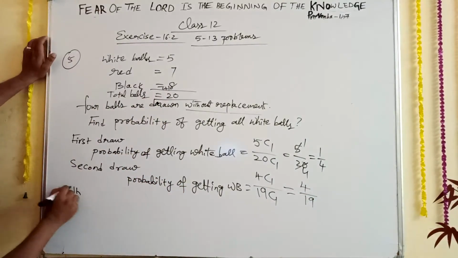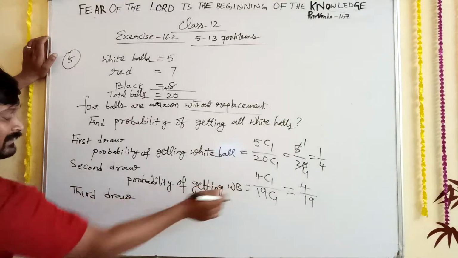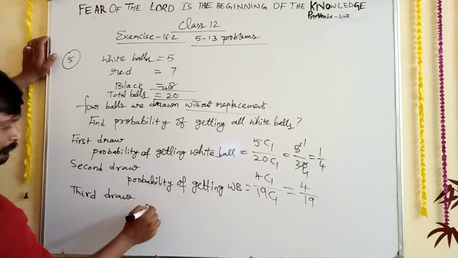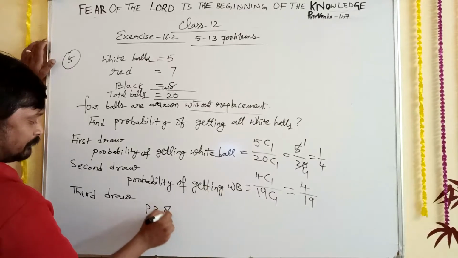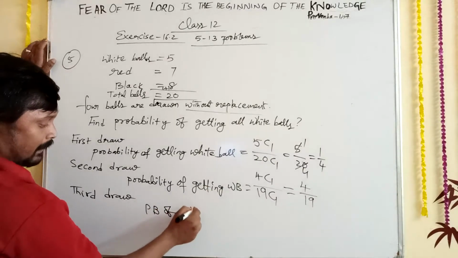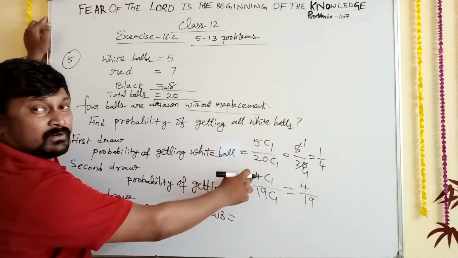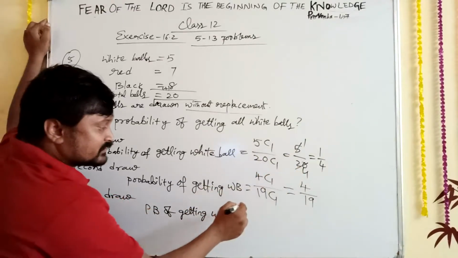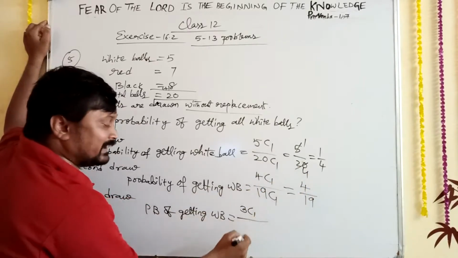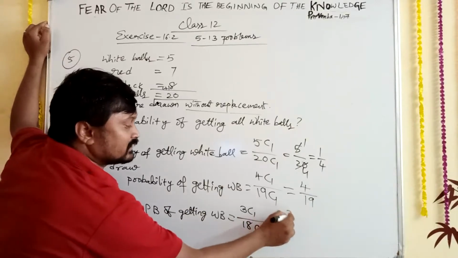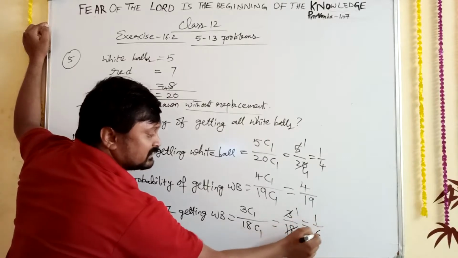Same method, third draw. Probability of getting a white ball. In the 4 white balls, 1 is removed, so there are three balls, so 3C1. In the total, one more already removed, so it will be 18C1. So 3 out of 18, 3 ones are 3, 3 sixes are 18, so 1 upon 6.